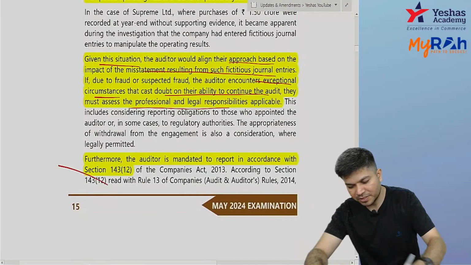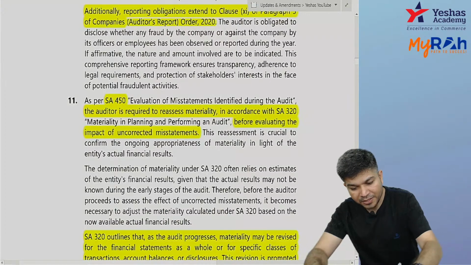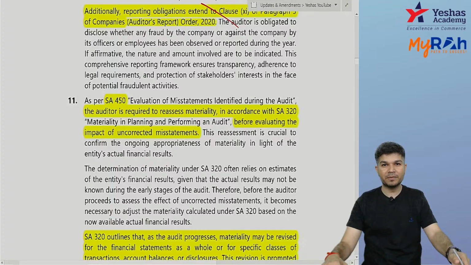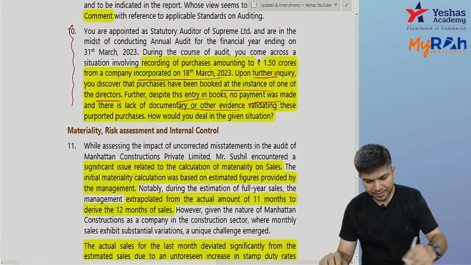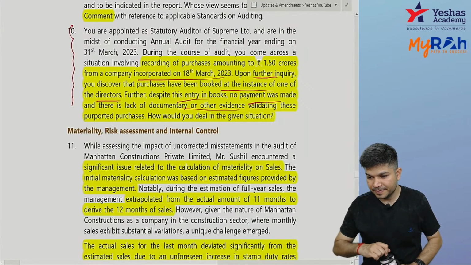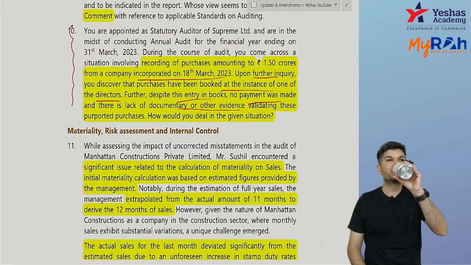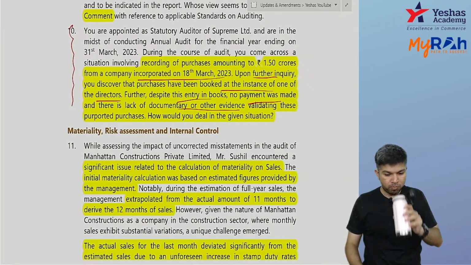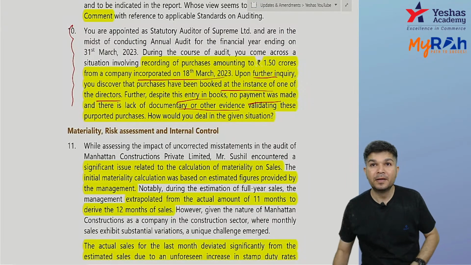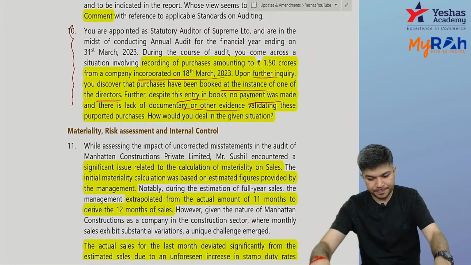Furthermore, section 143(12), fraud of more than 1 crore, duty to report fraud to the Central Government, and you also have a reporting to be done under CARO. Is it clear? Question number 10. Okay, come to 11th. Going to question number 11.